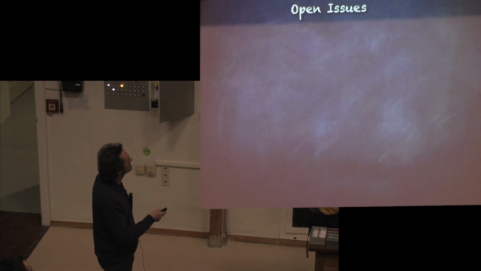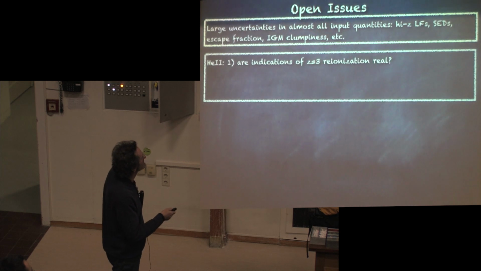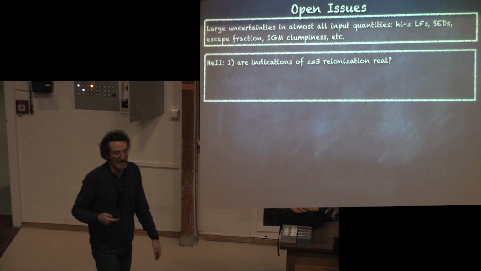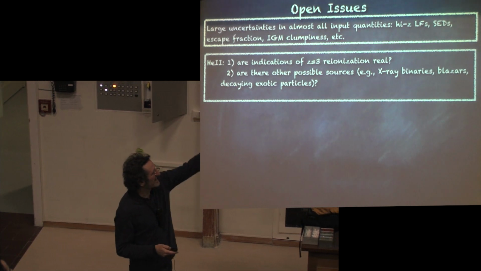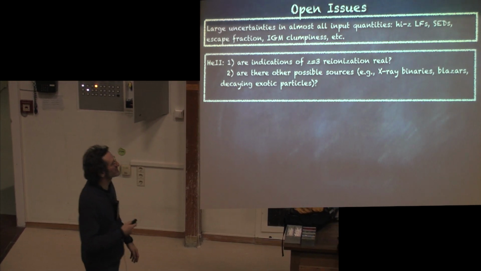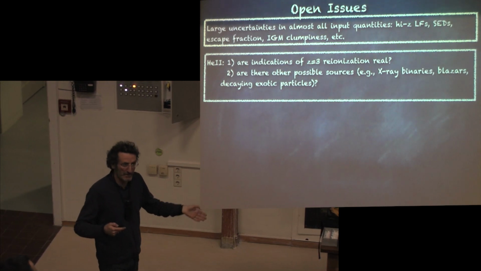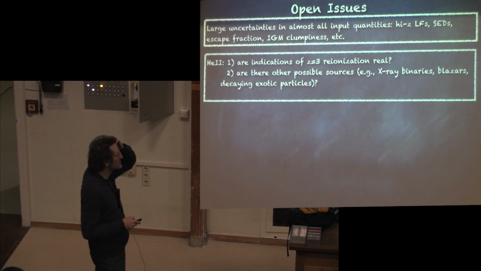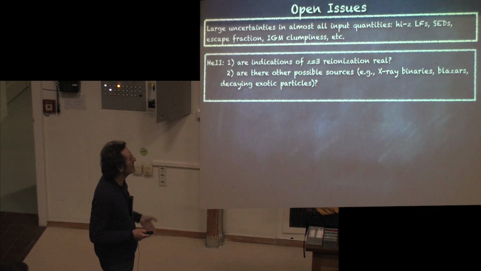Open issues, possibly. Okay. There are a lot of uncertainties with all the input parameters: the high redshift luminosity function, the escape fraction, the clumping of the IGM, which I didn't talk about. This is another important parameter. For helium, there are indications of an ionization ratio of 3. Is it real? I don't know.